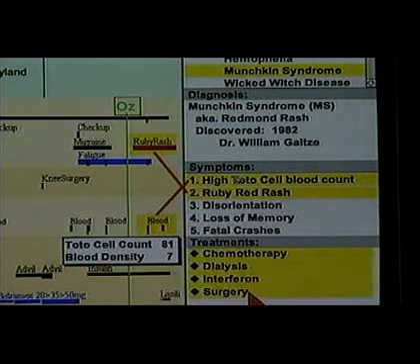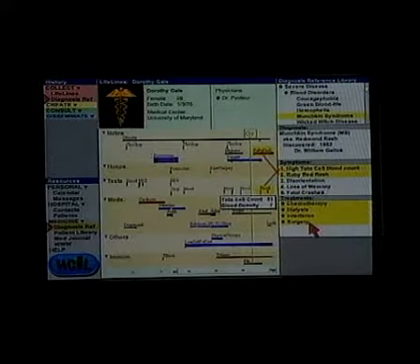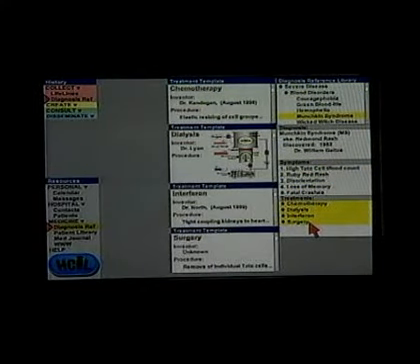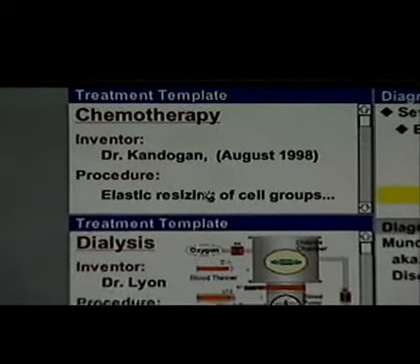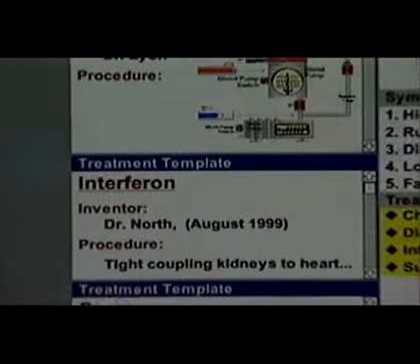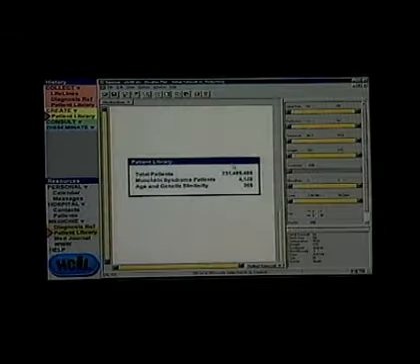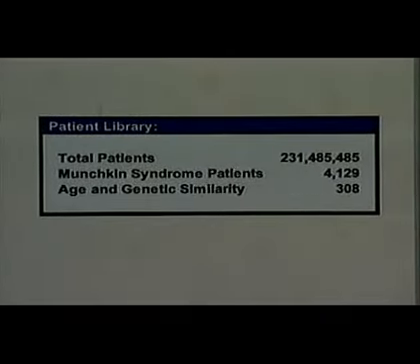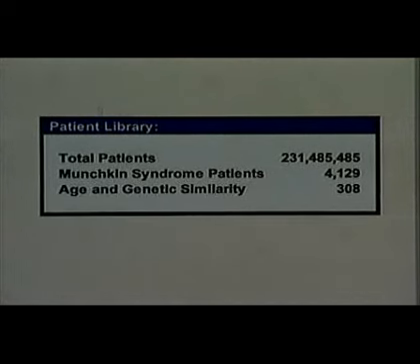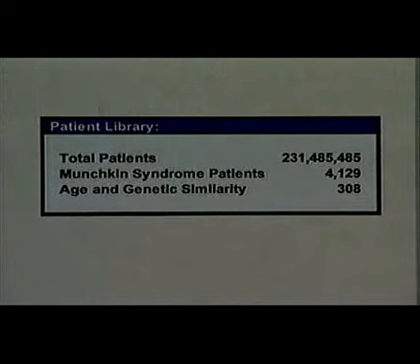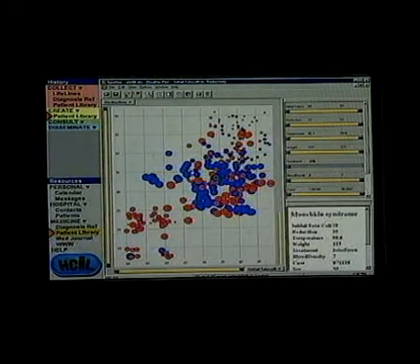He decides to examine the treatments, selects all 4 of them, and does a multiple window open that replaces the current window with the 4 treatment windows: chemotherapy, dialysis, interferon, and surgery. He reads up about each of these and then decides to consult the patient library, which contains 231 million patients, but the Munchkin syndrome patients are a small number, only 4,129, and those that have similar age and genetic background to Dorothy Gale are only 308, and so when he brings them up, he gets this display.